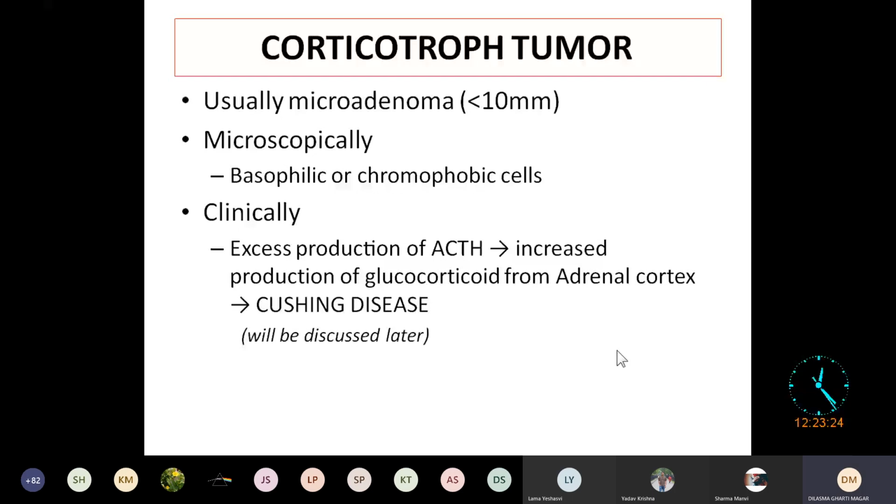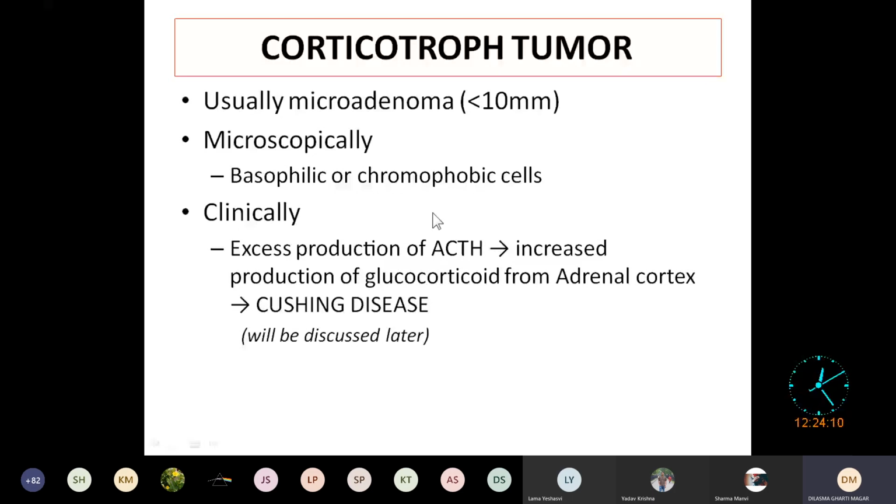So now we'll come to the corticotroph tumor. Usually these corticotroph tumors are microadenomas. I told you about microadenoma and macroadenoma size several times. Microadenomas are smaller in size, less than 10 millimeter or less than 1 centimeter. And I showed you both the previous tumors; they were showing acidophilic cells, isn't it so? Now the corticotroph cells will show basophilic cells or chromophobic cells. They will show the cytoplasm a little bit bluish, not as pink as in the case of acidophilic cells, or chromophobic cells will be there.